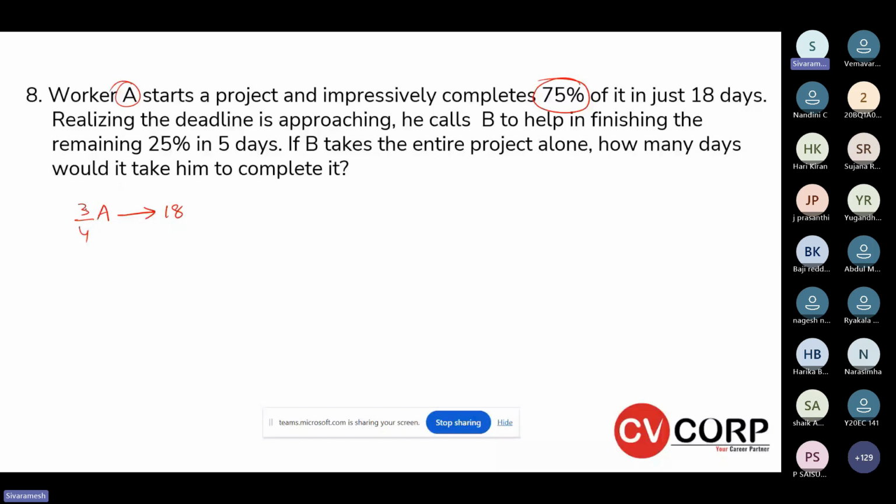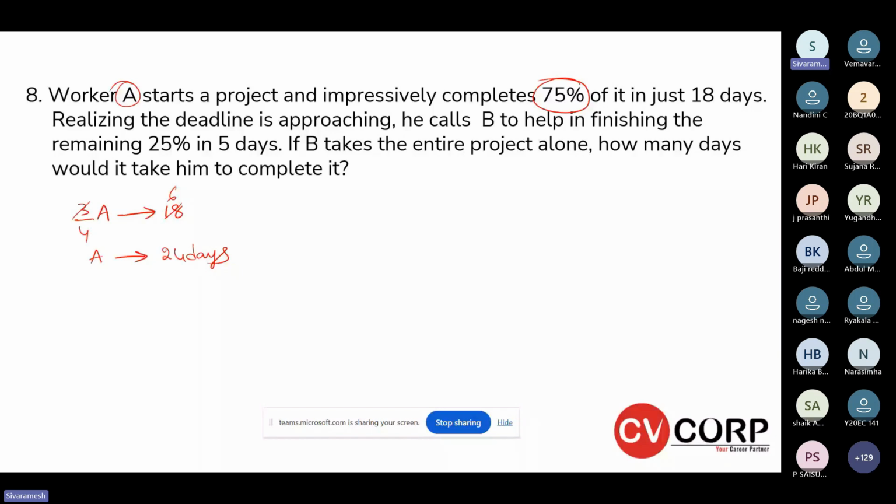Now you got to know that for A to complete the entire work, this 4 in the denominator will go to the right hand side. So it will be 4 sixes are 24. So I can say that A can complete the entire work in 24 days. Okay, now I got to know the time taken by A to complete the project. Complete project, not 75%.